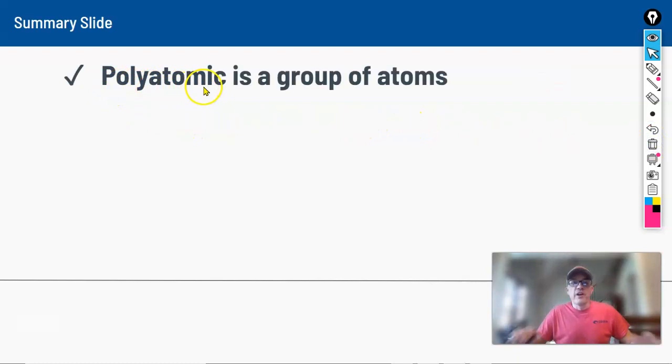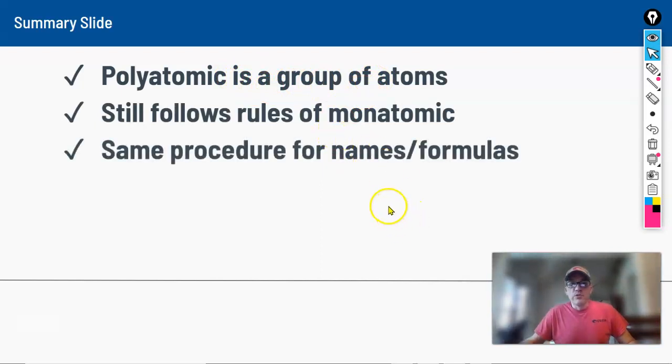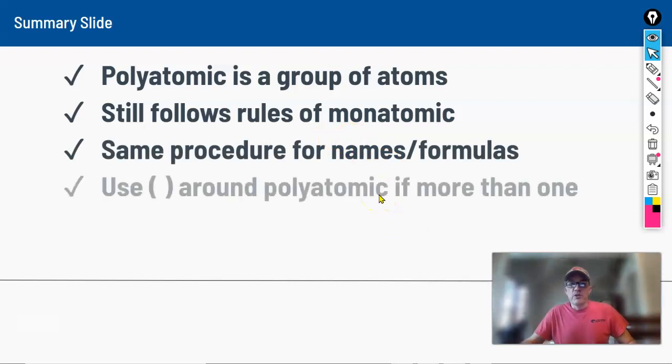Polyatomics are just a group of atoms that work together. They basically still follow the same rules as the monoatomic things that we have done so far. It just gives us one more thing that we have to think about as we're going through and writing the names and the formulas. We have to pay attention to things being on the periodic table.